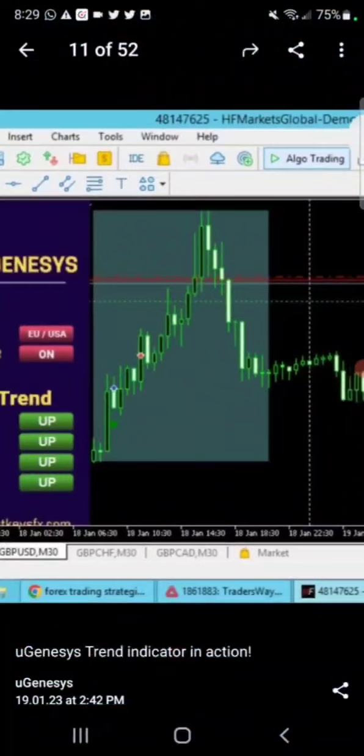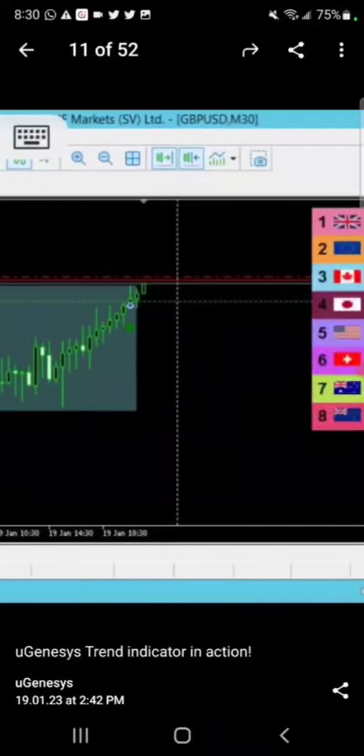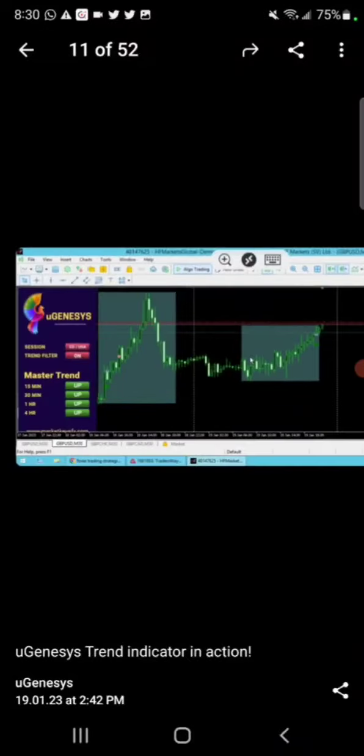This box represents the London session, which is the best time for people to trade. So we give a specific alert when specific conditions are met during the London session for you to take a trade. Okay. So yeah, it's a very, very simple and easy to use indicator for beginners.